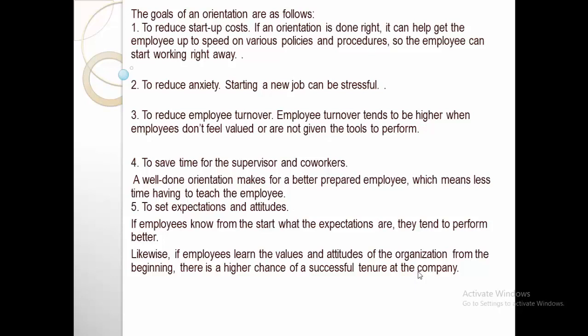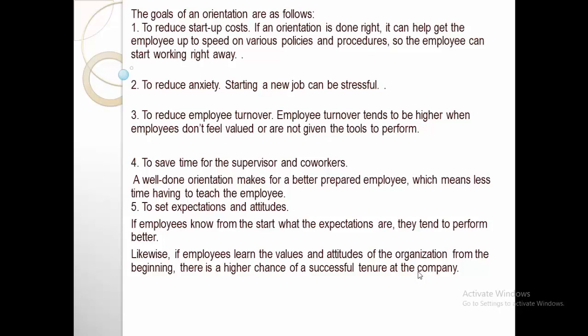They become productive in the least time. If orientation is not done, it will take too much time for the new employee to become familiar with the organization, to know about the organization, to know about the policies and procedures. This will delay his productivity.